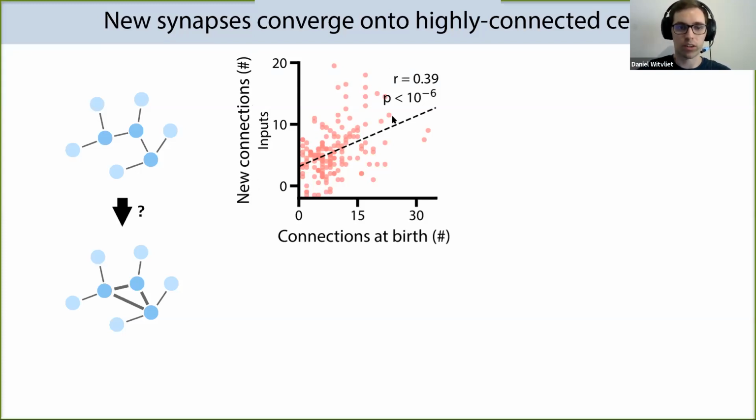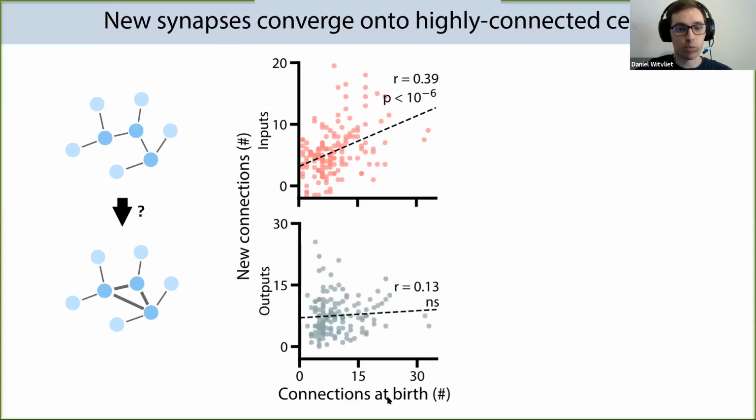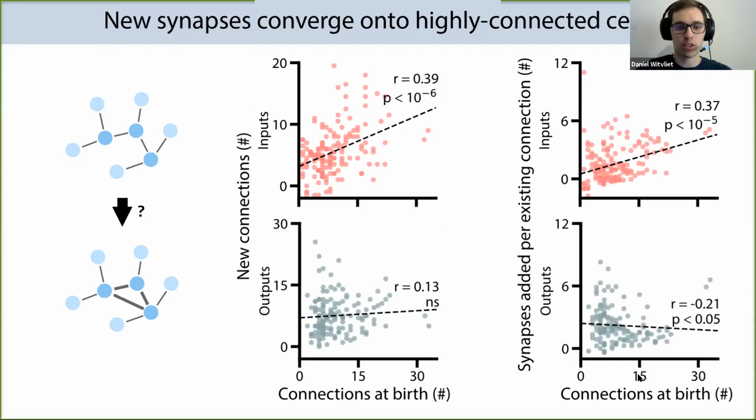So here every dot is a single neuron. But surprisingly, neurons with more connections at birth were not more likely to add new output connections. So new connections only converge onto these highly connected neurons. And similarly, neurons with more connections at birth are also more likely to disproportionately strengthen their input connections, but not their output connections. So maturation focuses the flow of information onto the most highly connected neurons at birth. Or said in another way, highly connected neurons become better integrators of information, but not broader communicators of that information.